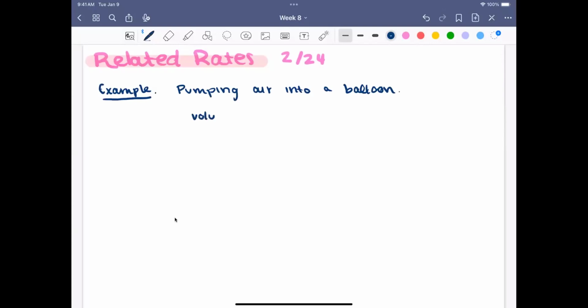So the volume and the radius, their rates of change are related to one another, right? Because if I'm pumping air into the balloon really quickly, then the radius is also expanding a lot more quickly. Whereas if I'm pumping air into the balloon slowly, then the radius will only grow slowly. So as we pump air into the balloon, both of these quantities are increasing, and they are related to one another in some way.